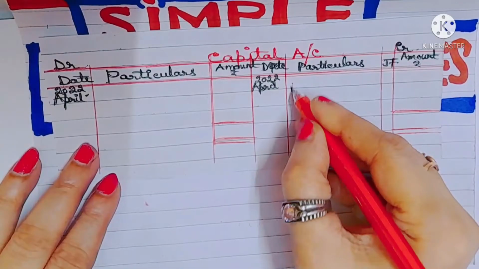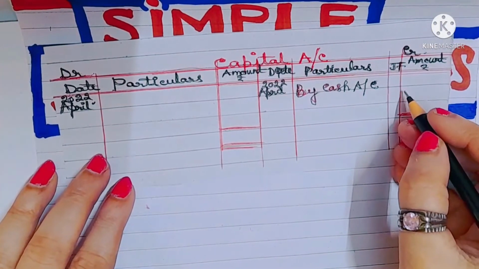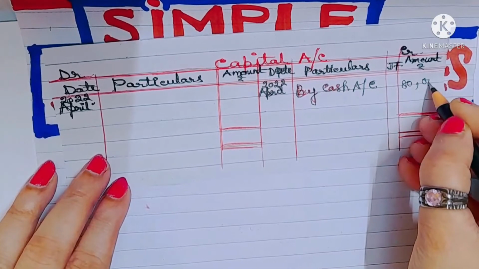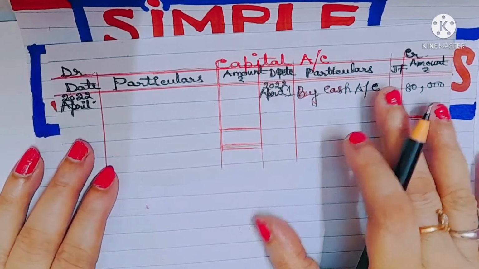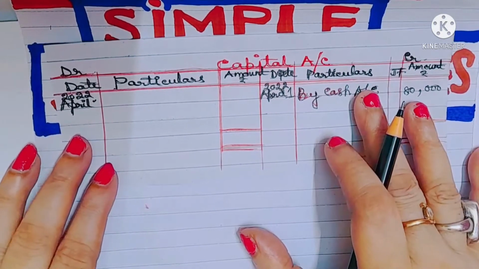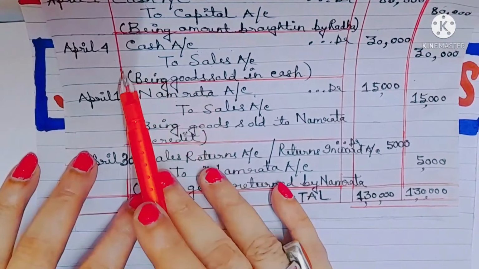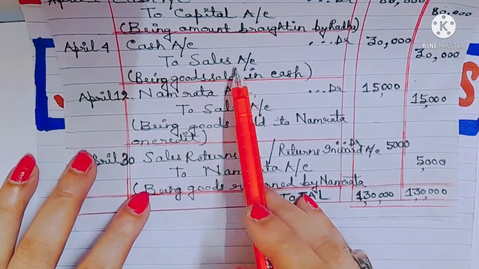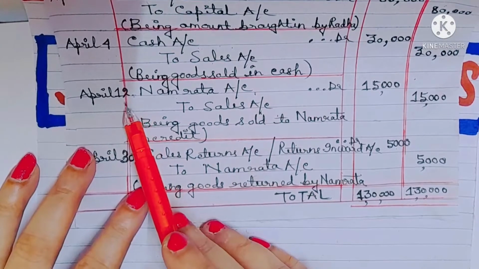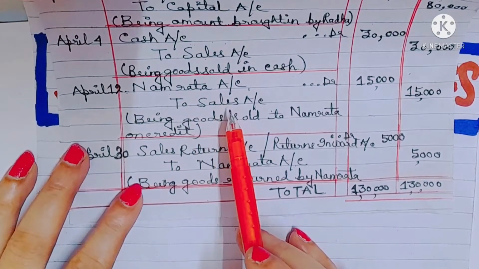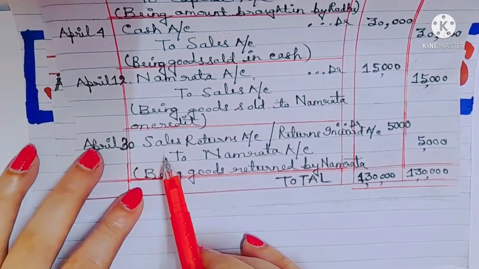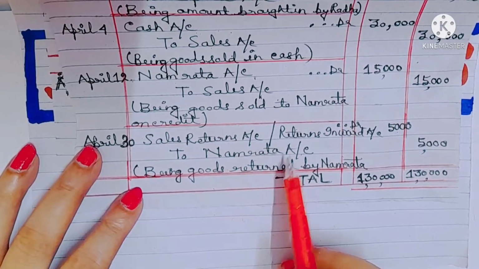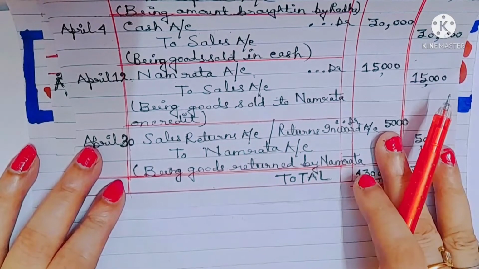Let's do it. By cash account. So by cash account, what is the amount? 80,000. Date is 1st April. Understood? So let's see. Any other capital transaction is there or not? See here. On 4th April, cash account debit to sales account, no capital account. Ignore. On 12th April, Namrata account to sales account, no capital account. Ignore. On 30th April, sales return account debit to Namrata account, no capital account. Ignore. So let's close the capital account.